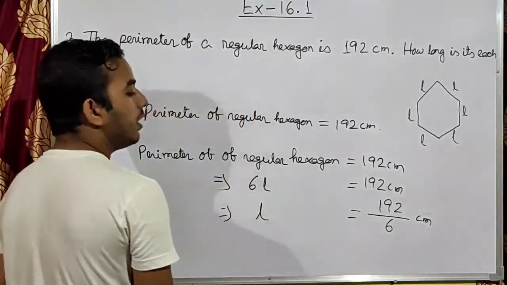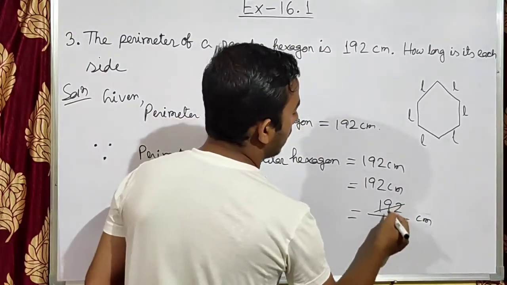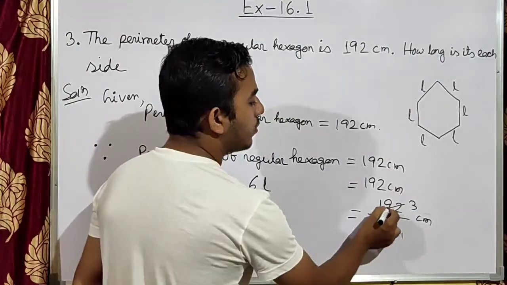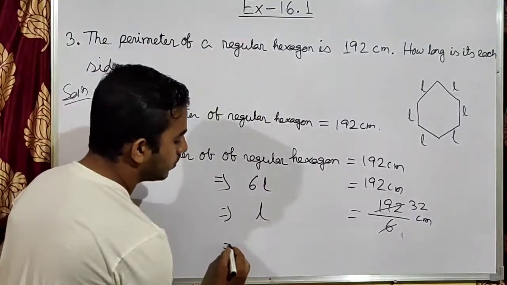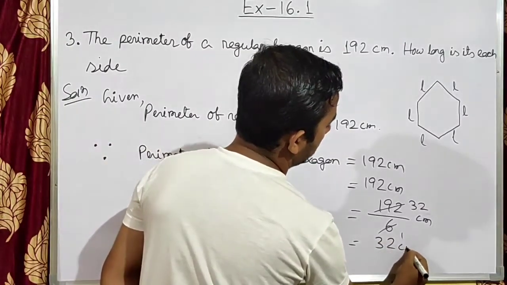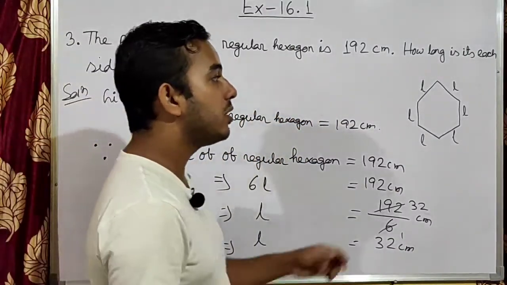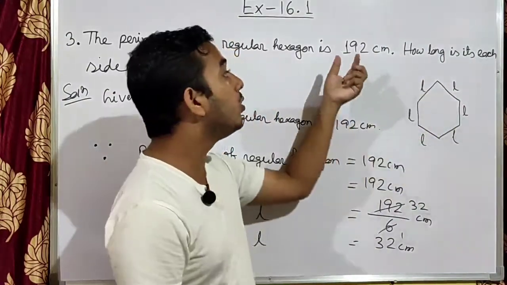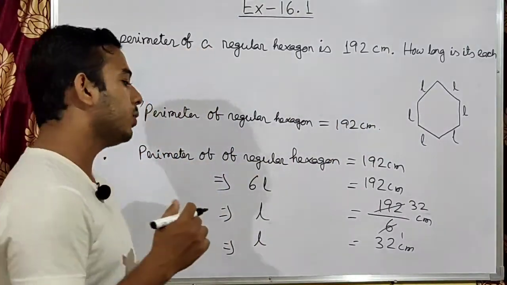Clear? Now let's divide 192 by 6. 6 into 1 is 6. 6 into 3 is 18. Then 1 left, 6 into 2 is 12. L equals 32 centimeter. Now if you add 32 six times, that is 32 plus 32 plus 32 plus 32 plus 32 plus 32, it will be 192 centimeter.